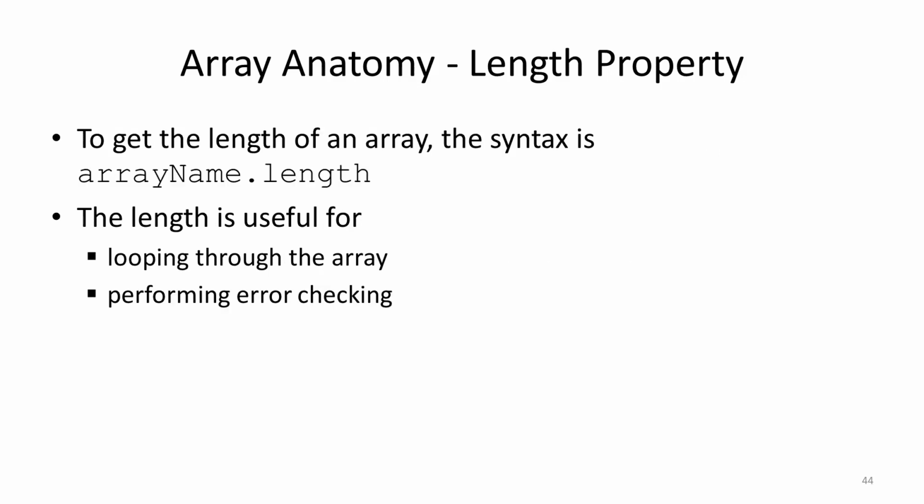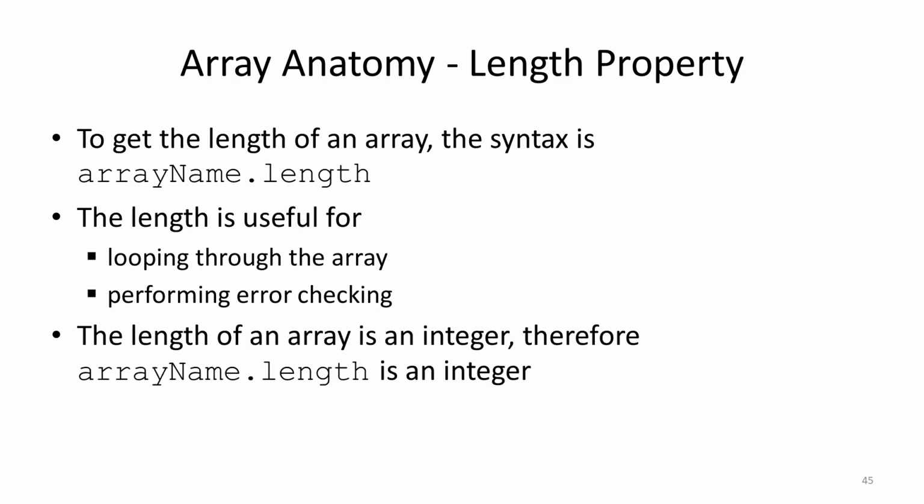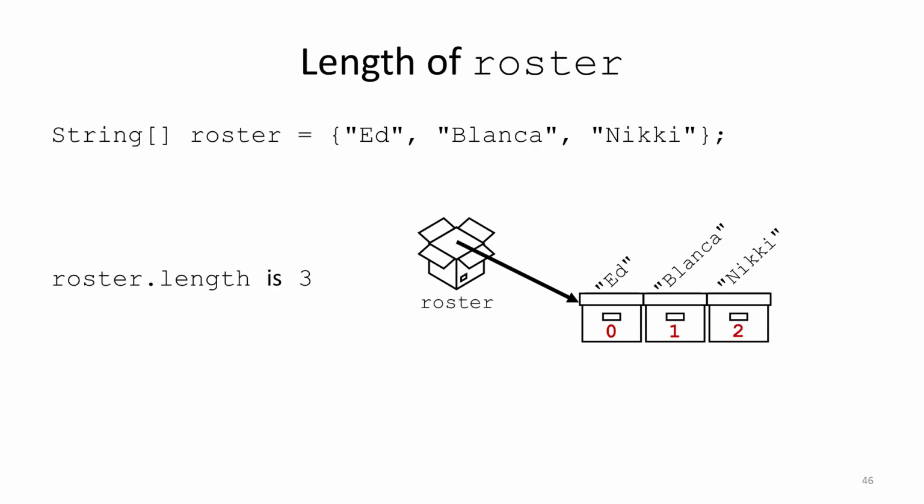To get the length of an array, the syntax is array name dot length, and that's it. The length is useful for things like looping through the array and performing some kind of error check. By the way, if it was not clear, the length of an array is an integer, therefore array name dot length is an integer. So while the terms size and length are interchangeable, in code it is not. In code, you have to do dot length.